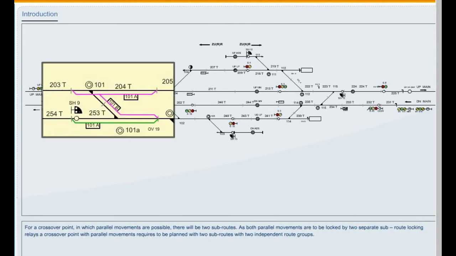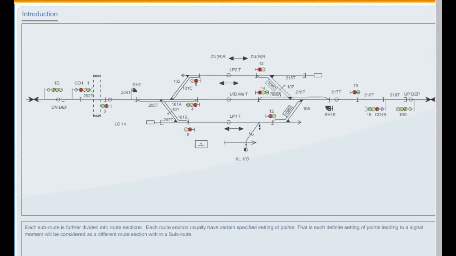For a crossover point in which two parallel movements are possible, it requires two subroutes, so that one movement in each subroute is possible simultaneously, as locking of one movement will not affect the other movement. As both parallel movements are to be locked by two separate subroute locking relays, a crossover point with parallel movements requires to be planned with two subroutes with two independent route groups.